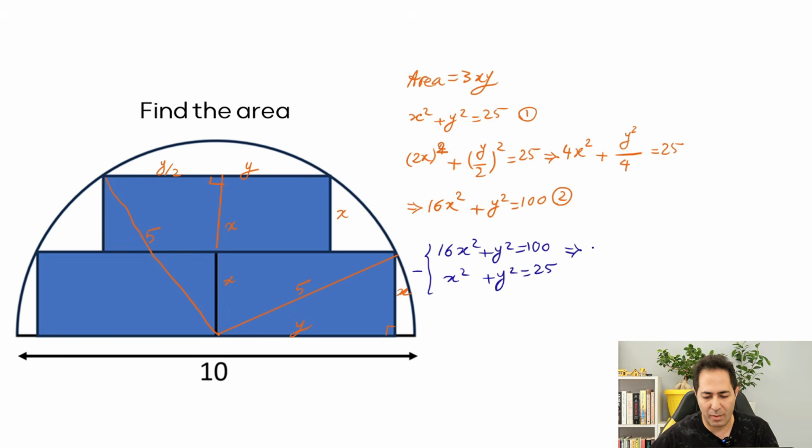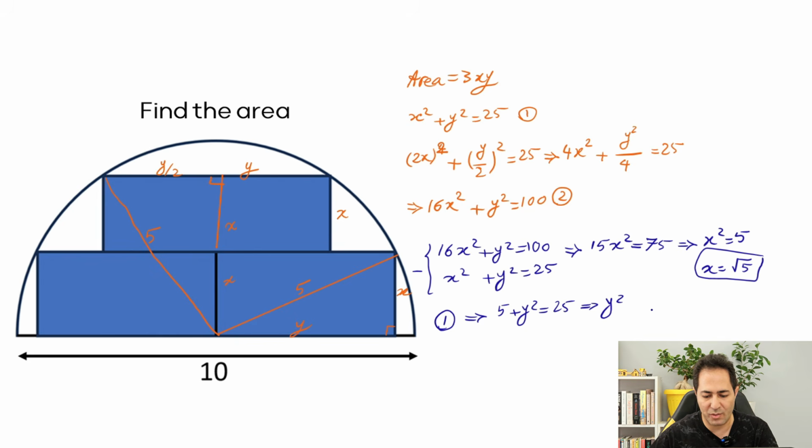Subtracting from each other, I will be left with 15x squared, y squared and y squared cancel each other out, and 100 minus 25 is going to be 75, and so x squared is 5, or x is equal to square root of 5. And since x squared is 5, I'm going to plug it in the first equation. So 5 plus y squared is equal to 25, and so y squared is going to be 20, and y is square root of 20.